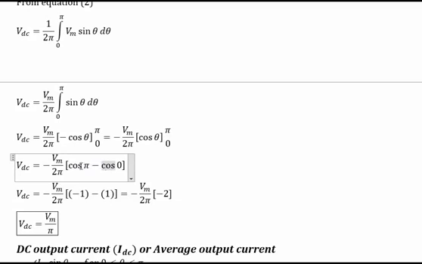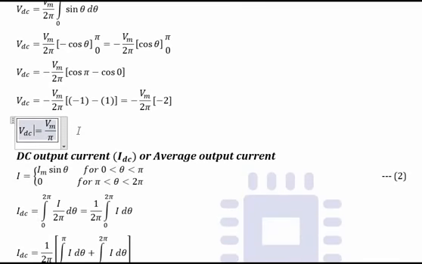know that cos pi is minus 1 and cos 0 is 1. So the value of cos pi is minus 1, and the value of cos 0 is 1, so it will become minus 1 minus 1, so it will become minus 2, and this minus sign within this bracket will cancel with this minus sign, so the result will become positive, so this 2 will get cancelled with this 2, so the result is Vm by pi.